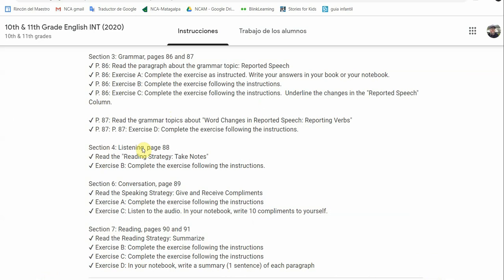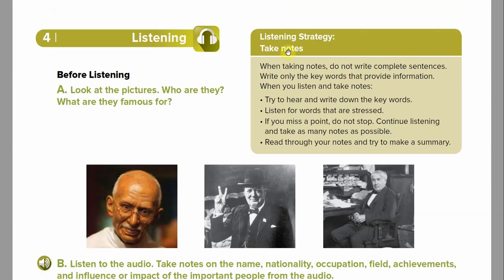All right, section 4, listening, says read the reading strategy and complete exercise B following the instructions. Listening strategy says to take notes. All right, so taking notes. This should help you in every class. So practice this in all of your classes.